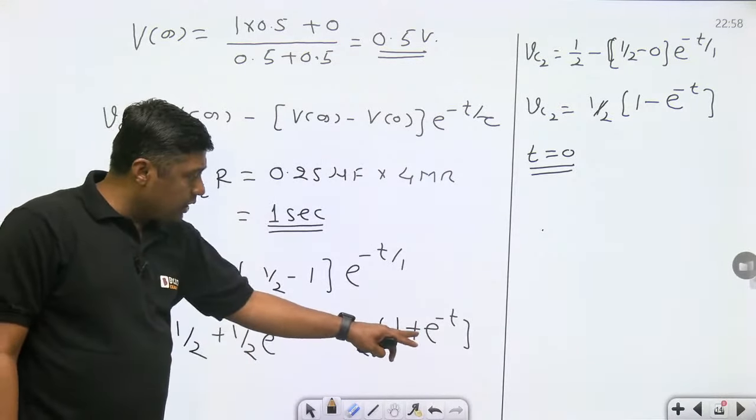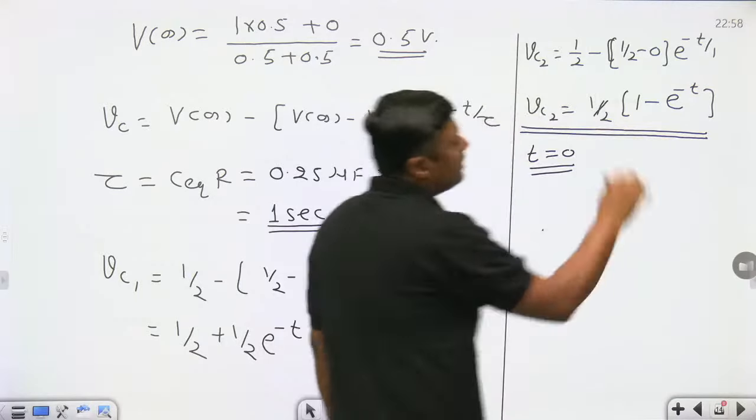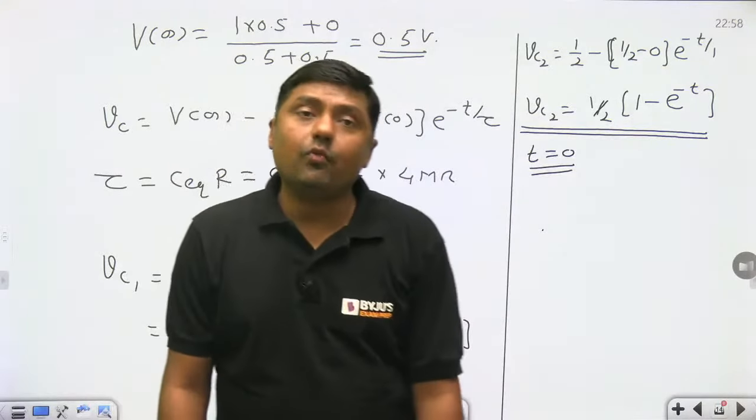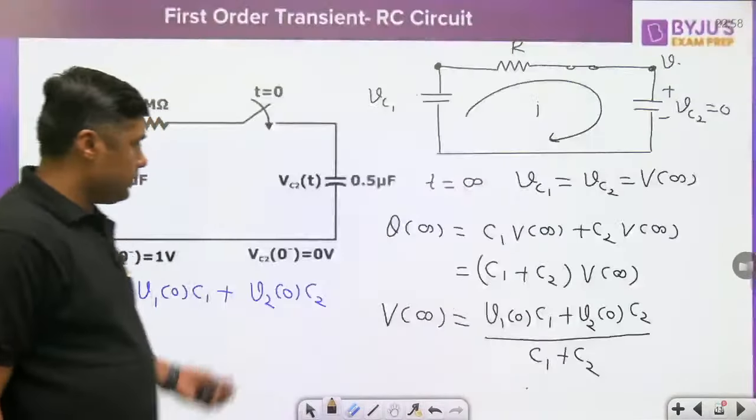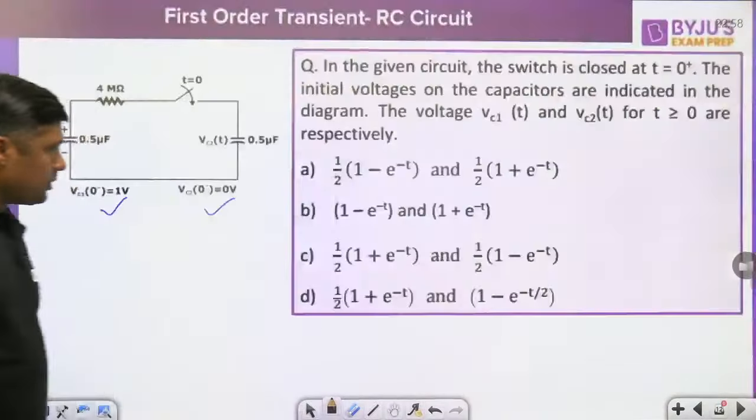Exactly at t equal to 0, e raised to power 0 will become 1. 1 minus 1, that will become 0. That is the correct one. It is giving the correct initial value. Finally, from the answer you can check and give the right answer for this question. C is the option. Okay.